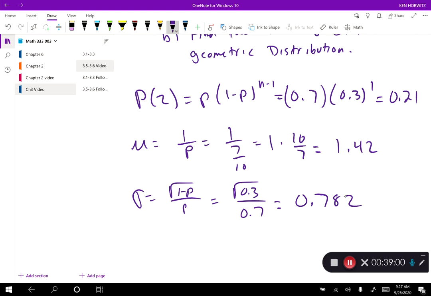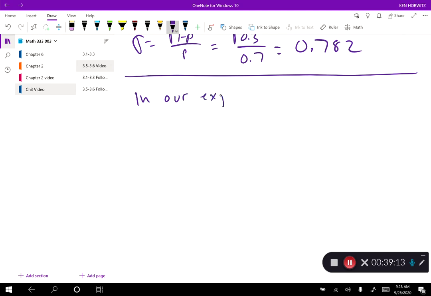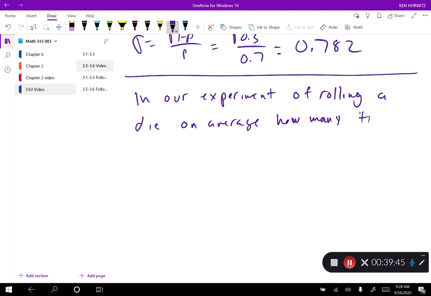And lastly, in our experiment of rolling a die, on average, how many times will we need to roll until we get a 4?